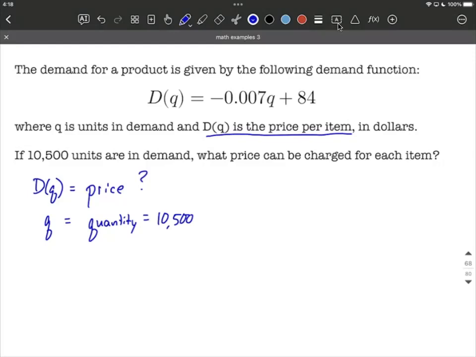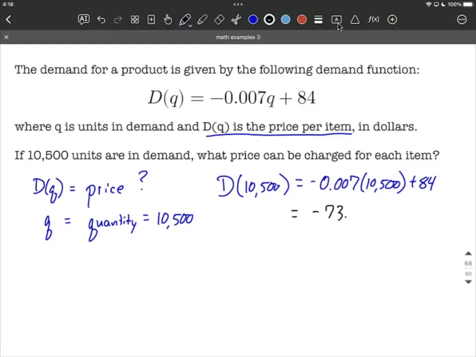What this leads us to do is replace each of the Q's in our function with 10,500. So we can calculate D of 10,500, which is going to be negative 0.007 multiplied by 10,500 plus 84. From here, I'm probably going to get my calculator out and do this first computation. We get negative 73.5 plus 84, and we'll finish it up by combining these numbers together.